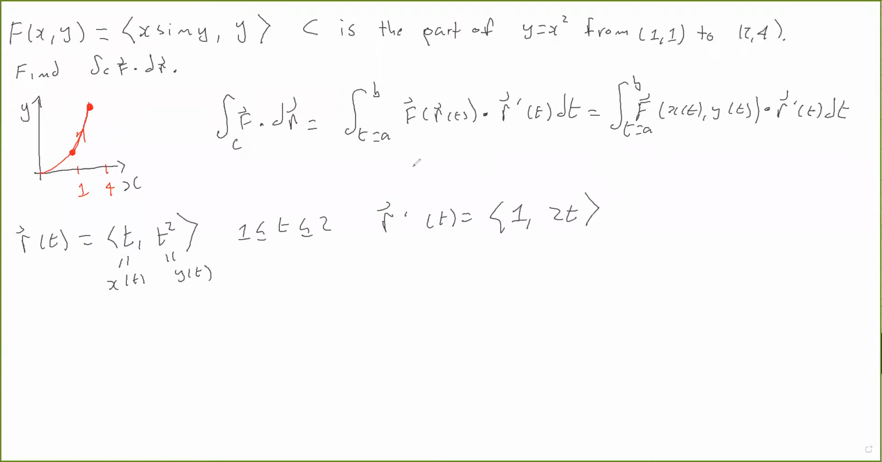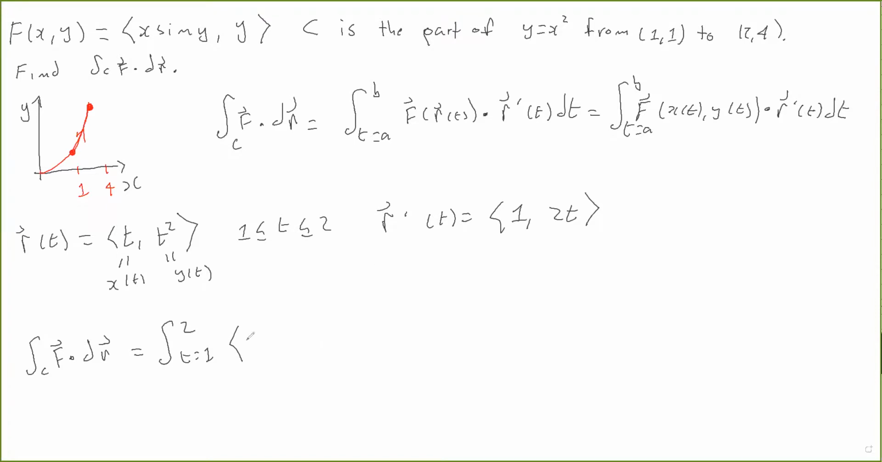Okay, so now let's plug stuff into this formula. The integral over C of F dotted with dr. Now we're just going to use the formula. This is the integral from t equals 1 to 2. That's where those bounds come from. Now I will evaluate the vector field. Wherever I see an x, I'm going to put a t. Wherever I see a y, I'm going to put a t squared.